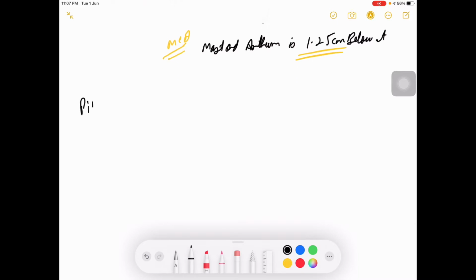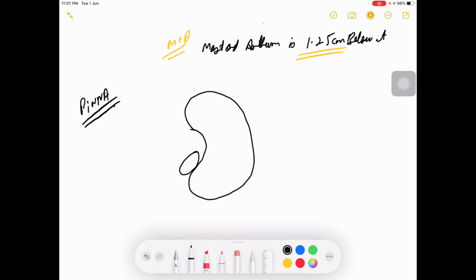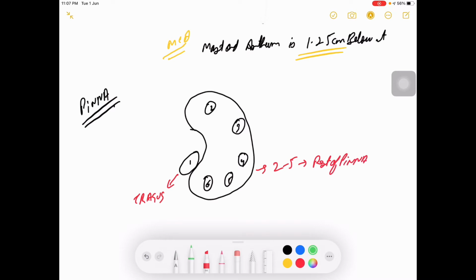Now coming on to the pinna and its development. Pinna basically develops from 6 bulges, also known as your 6 auricular hillocks. This is how your 6 bulges are going to be: 1, 2, 3, 4, 5, 6. As you can see, the first one will form your tragus, and second to fifth will form the rest of the pinna. So they need to unite with each other over here.